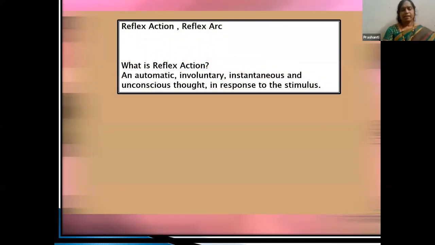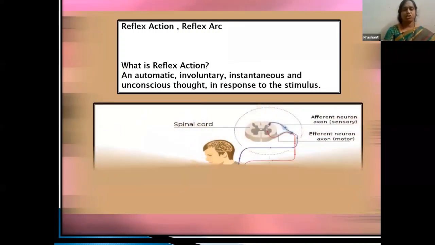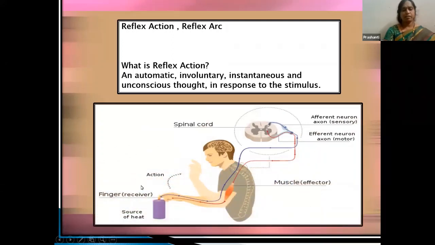So an automatic, involuntary, unconscious response to a stimulus is called a reflex action. Just see the picture, children. That is a person who has unknowingly caught a hot vessel. What will he do? He will immediately withdraw his hand.